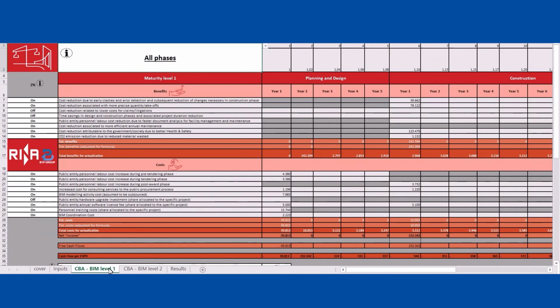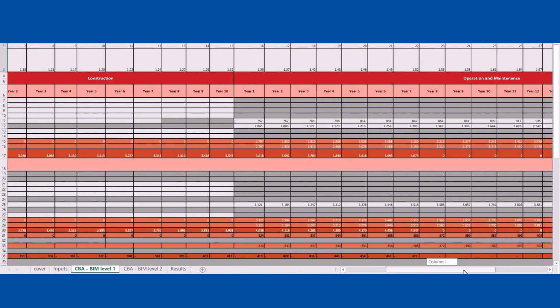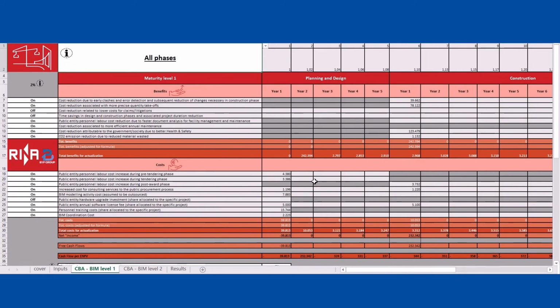CBA page. Let's start our overview of the cost benefit analysis page by highlighting that the tool proposes 8 benefits, briefly described here, and 9 costs, indicated here. These costs and benefits are allocated based on our input over 3 project phases: planning and design, construction, and operation and maintenance. At the top left of this page, it's possible to select the phase we'd like to focus on, but let's select all phases so we can view the entire page.